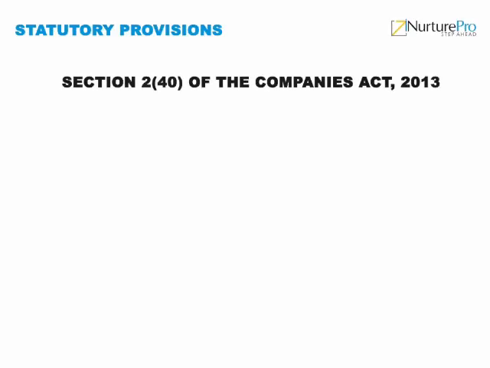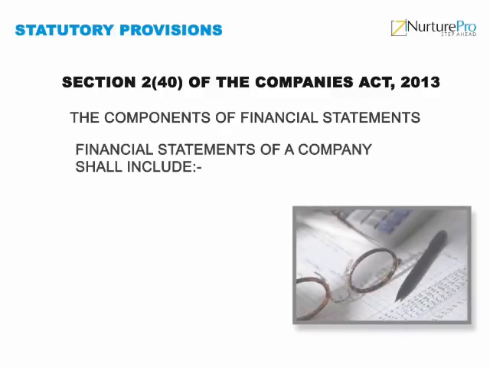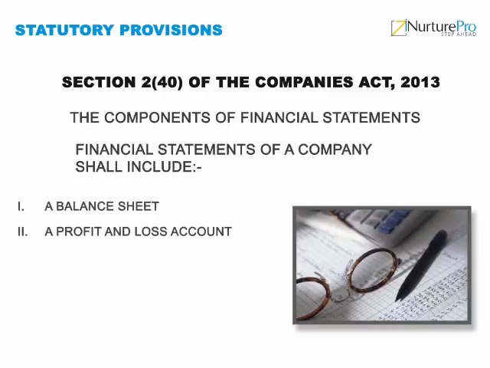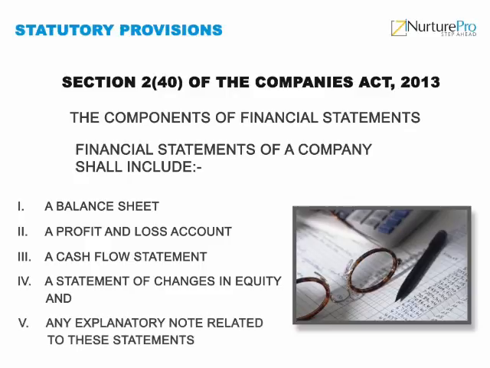Next, let's look at Section 2 subsection 40 of the Companies Act 2013. This section defines the components of financial statements. It says that financial statements of a company shall include number 1. A balance sheet, number 2. A profit and loss account, number 3. A cash flow statement, and number 4. A statement of changes in equity, and finally number 5. Any explanatory note related to these statements.